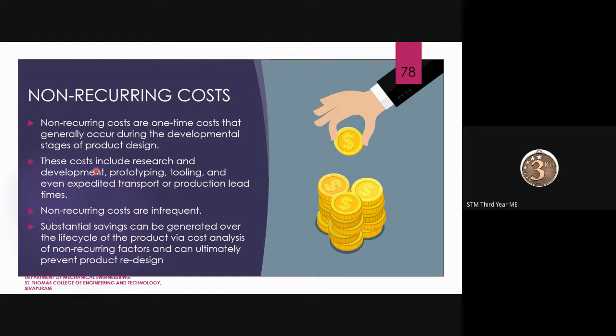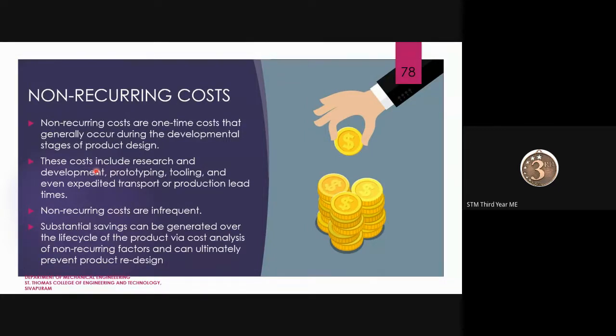Replacement happens on the basis of the failures of the tools. So if there is any failure, you have to replace it. Until then you can use that tool or that machine for a longer period of time. So it is a one-time cost, and these costs are incurred as capital cost or capital investment into the company during the development of the industry itself. So these are all non-recurring costs.